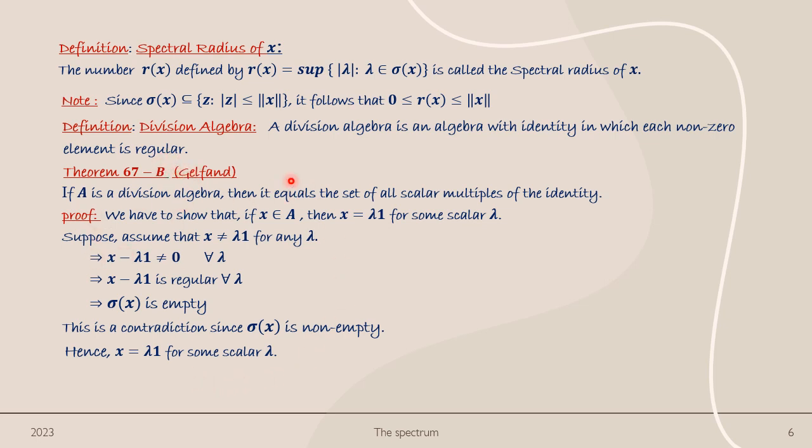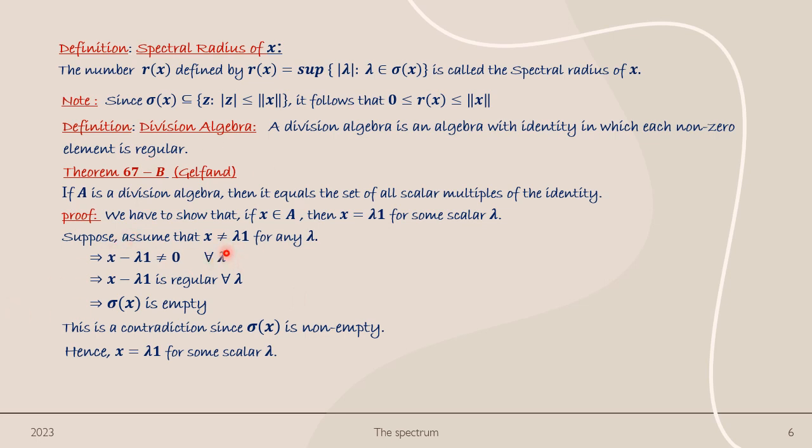Next we pass on to theorem B. This is due to Gelfand. If A is a division algebra, then it equals the set of all scalar multiples of the identity. Scalar means lambda, identity means 1. So a scalar multiple of identity is lambda into 1. So we have to show that if x belongs to A is arbitrary, then x is equal to lambda 1 for some lambda, and then this theorem will follow at once.